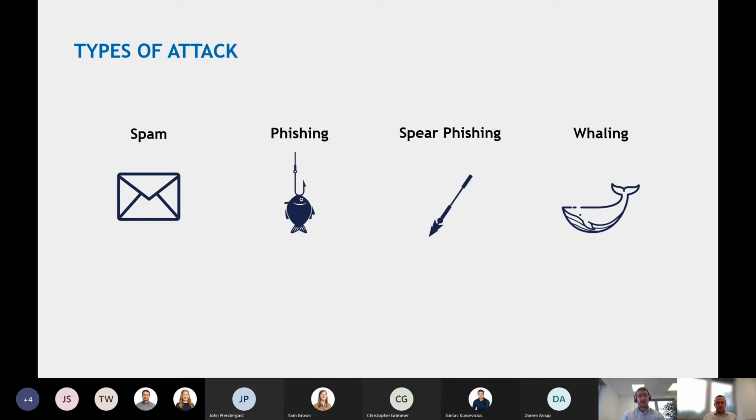The difference between phishing and spear phishing is how targeted the attack is. Phishing emails are not really tailored to the recipients at all. They're sent out en masse, just hoping that people fall for it. Whereas spear phishing is much more targeted to individuals.